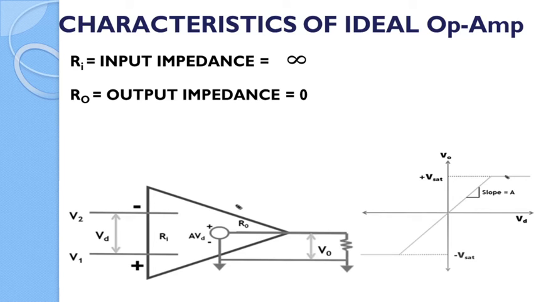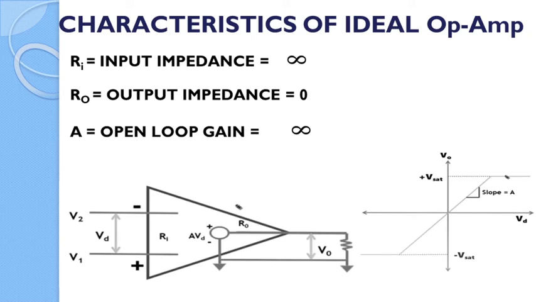So the value of the output will be V naught equal to AVD directly. Whatever voltage is at the source terminal will appear across the load resistance. So this is the second characteristic of an ideal op-amp: output impedance is 0.